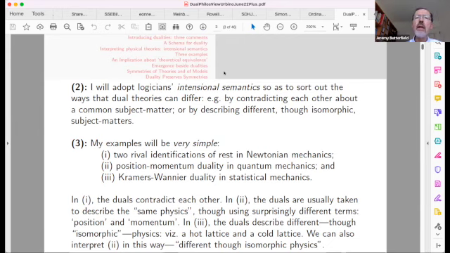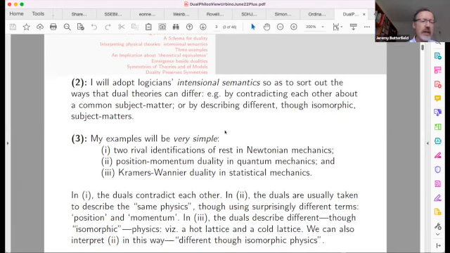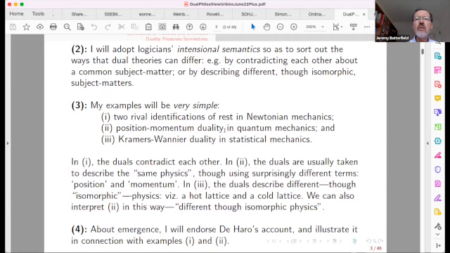And then when I come to my examples, the examples will be very simple. They're going to, in fact, be 2 examples in Newtonian mechanics, an example in quantum mechanics with position and momentum duality, and there's the Kramers-Wannier duality in statistical mechanics. And we can already see that these 3 examples illustrate different meanings of the word difference, right?